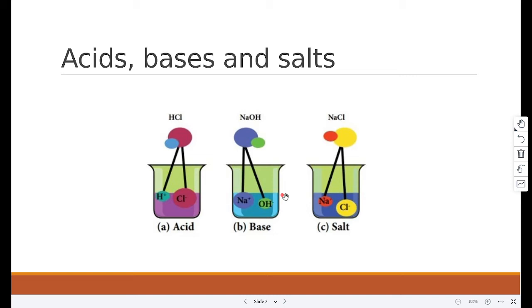Now we're going to talk about some typical reactions of bases. So first we have bases and acids. Now when they react with an acid, a neutralization reaction occurs and produces salt and water.